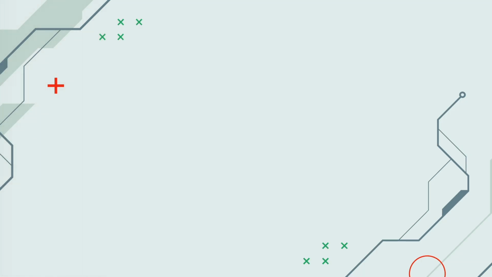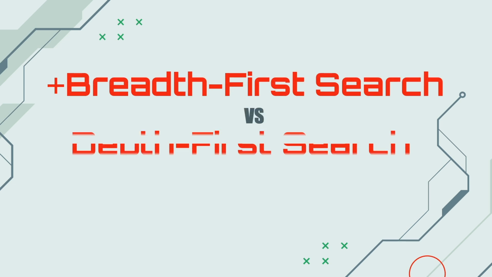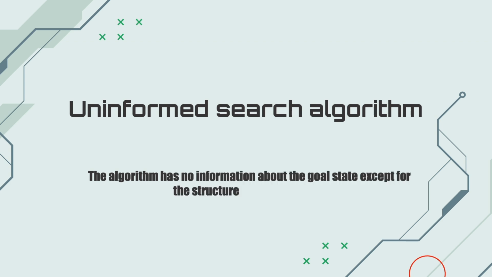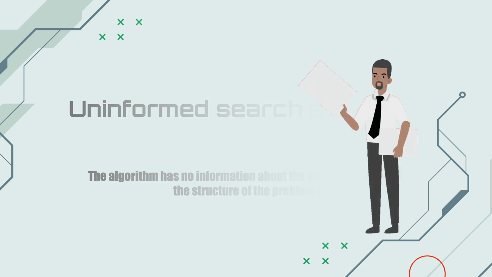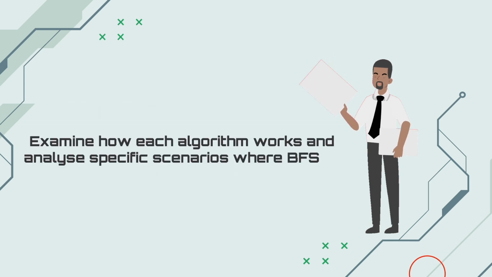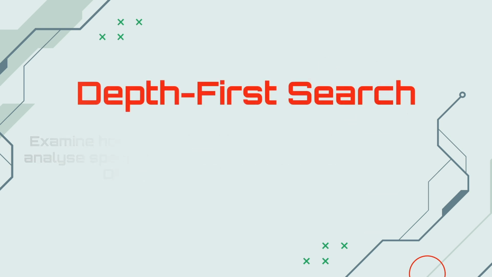In this video, we'll be explaining two essential search algorithms in computer science: breadth-first search, abbreviated as BFS, and depth-first search, abbreviated as DFS. Both of these algorithms are examples of uninformed search algorithms, meaning the algorithm has no information about the goal state except for the structure of the problem itself, but we'll explain this later in the video. We'll first examine how each algorithm works, and then analyze specific scenarios where BFS or DFS is more efficient.